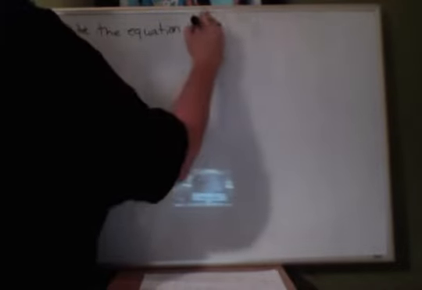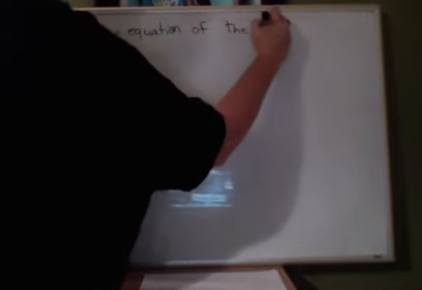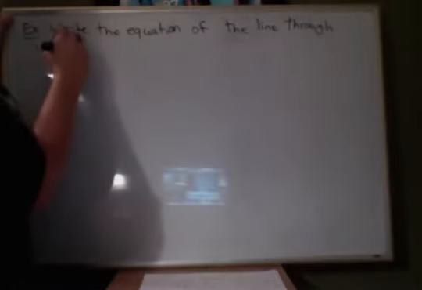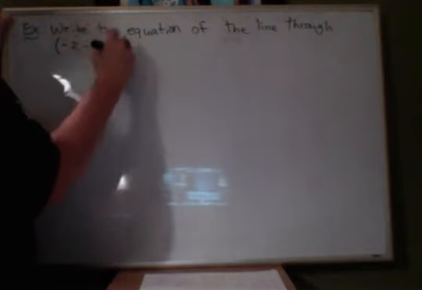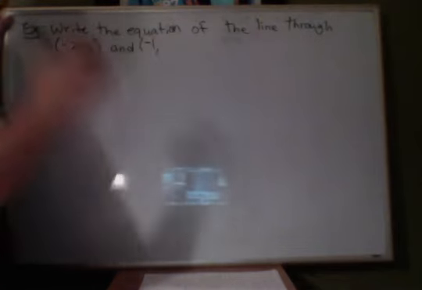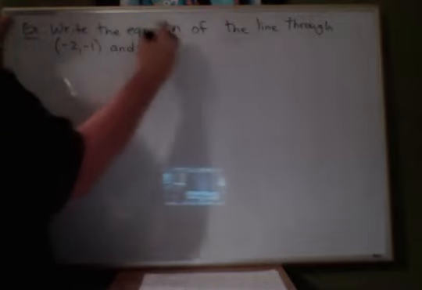Next, we're going to write the equation of the line through -2, -1, and -1, -6.